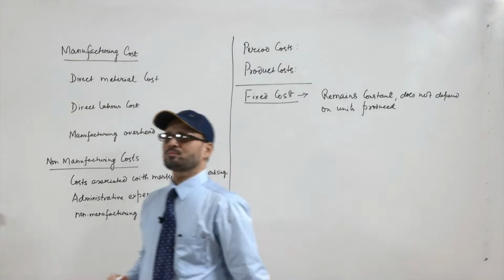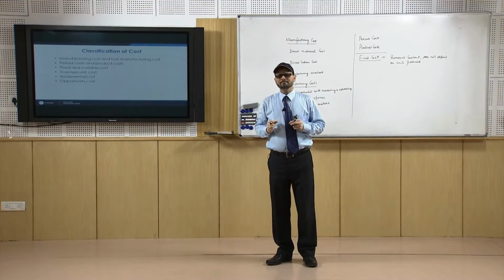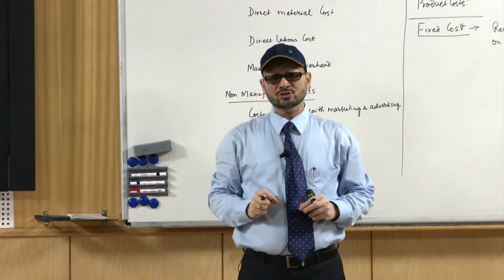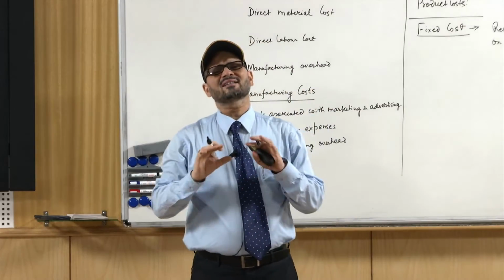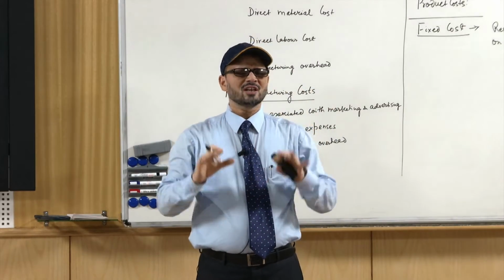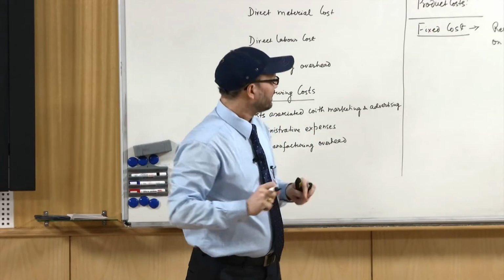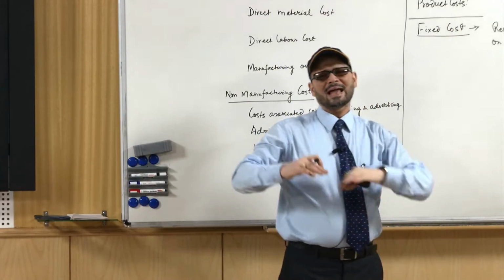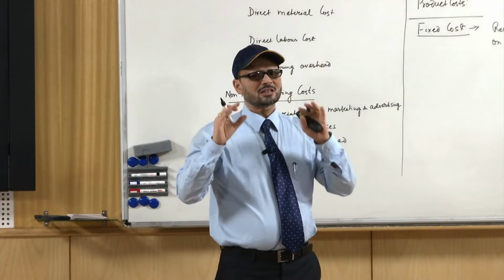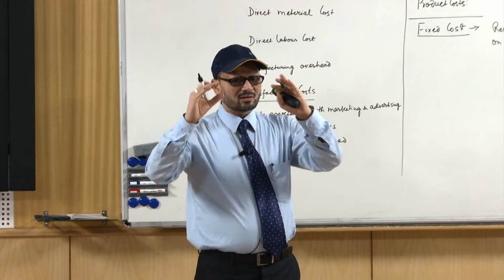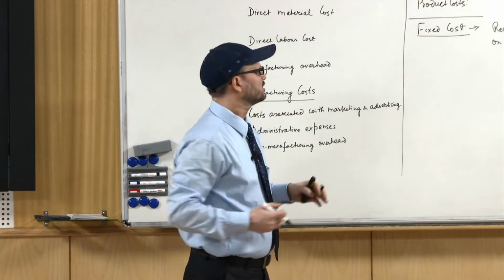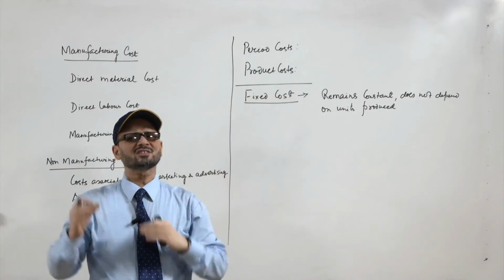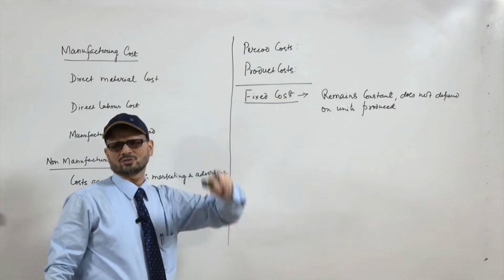So, the rent on the building, depreciation of the building, depreciation of the equipment being used, all these expenses come under the fixed cost, because they have nothing to do with the production units produced. Administrative expenses, expenses on sales and marketing, advertisements, they have nothing to do with the units produced. So, these expenses are under the category of fixed cost.